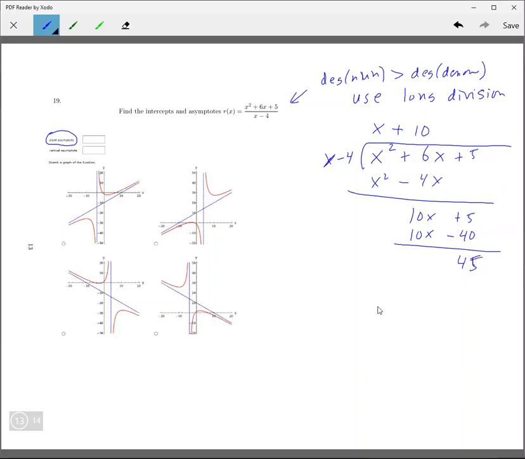Okay, so it's important to write down what this is. So this long division is telling you that this rational function is equal to this piece right here, x plus 10, plus the remainder divided by the divisor.